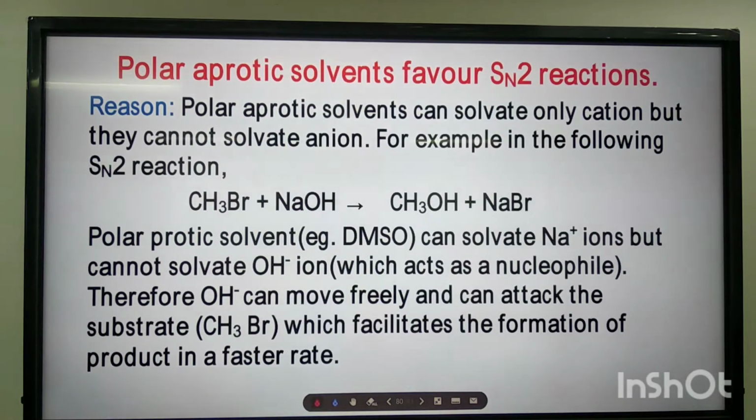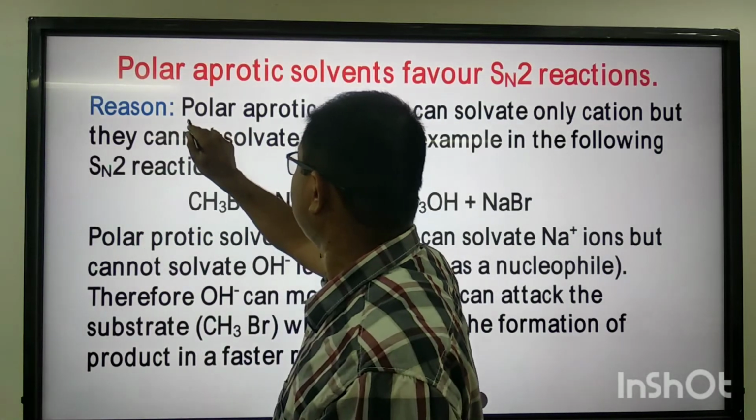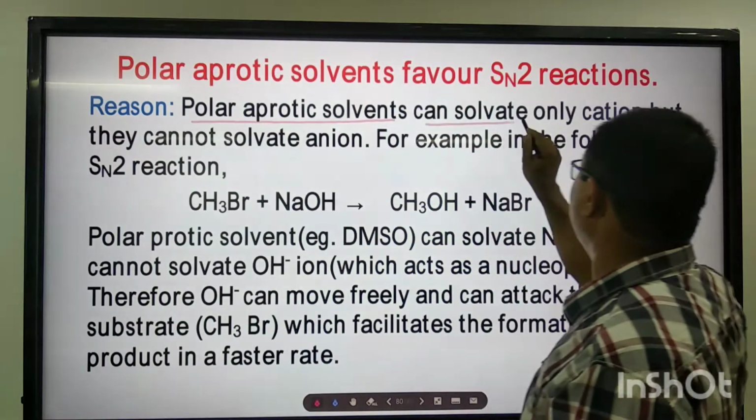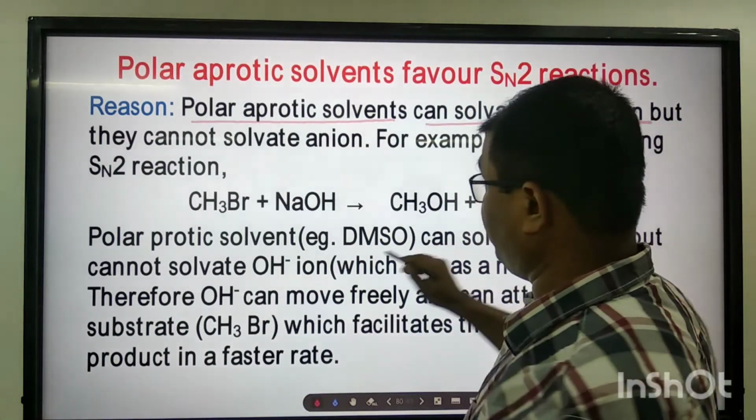Now, the second fact: polar aprotic solvent always favors SN2 reaction. Now, why is it so? What is the reason? Polar aprotic solvent can solvate only cation, but it cannot solvate anion. This is the main important key sentence. Polar aprotic solvent can solvate only cation, not anion, only cation.